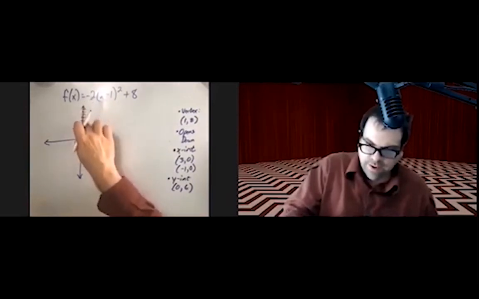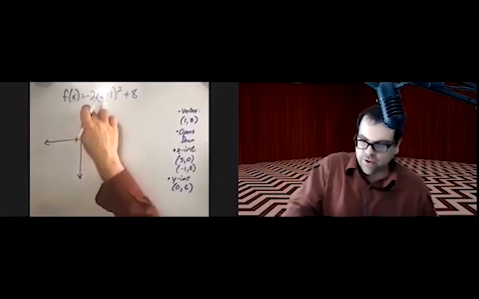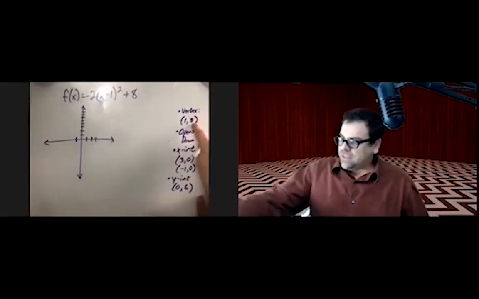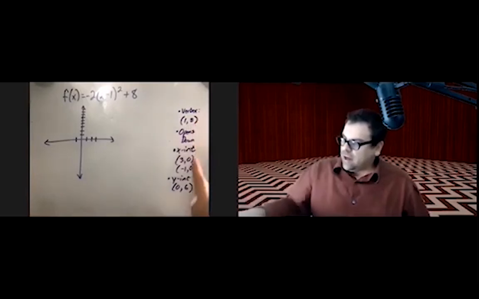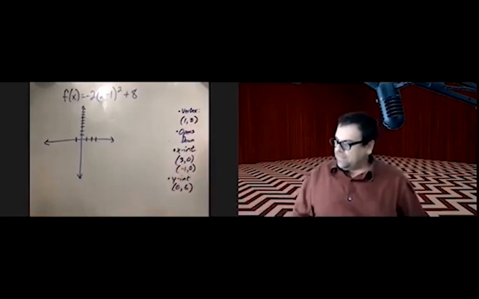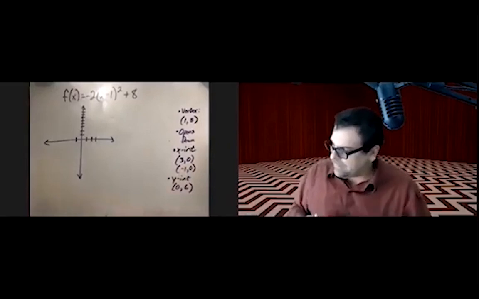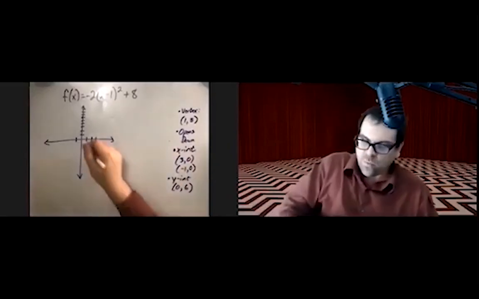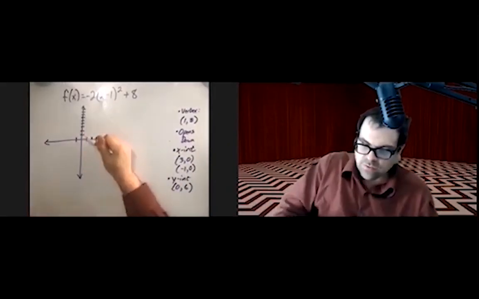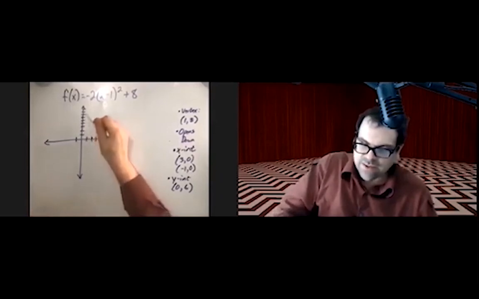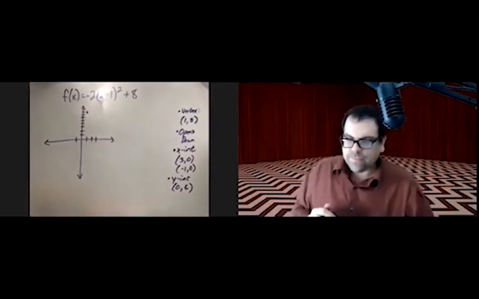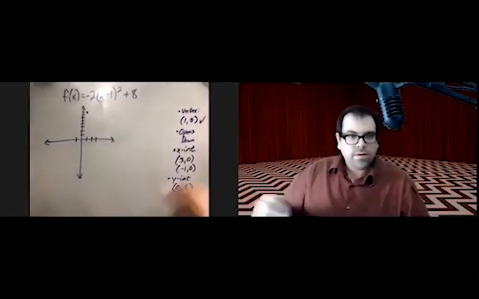Let's clean that up a little bit. Got to make sure that I have enough to go up to 8, enough to go left to -1, and enough to go right to 3. Everything else will fit in here. Vertex (1, 8). So 1 over on the x and then up 1, 2, 3, 4, 5, 6, 7, 8 to get that point plotted.